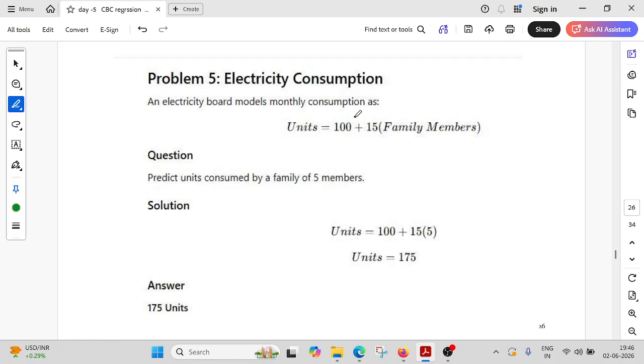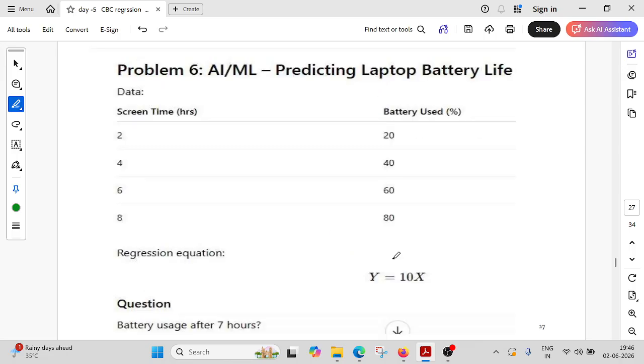An electricity board models monthly consumption as y, units, equals A 100 plus B 15 times X, where X is family members. The question: predict the units consumed by a family of 5 members. Substituting here, you get 175 units per month. Next, AI/ML: predicting laptop battery life.